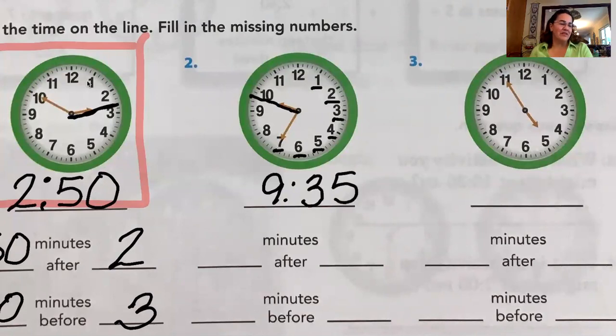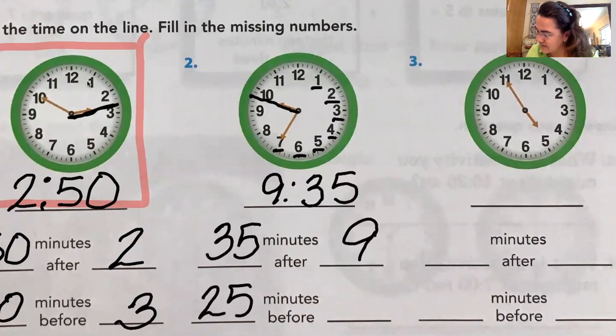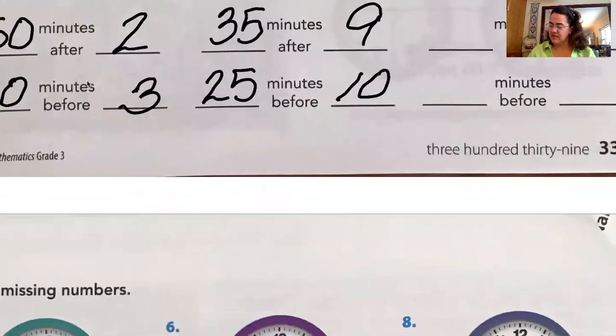How can we say that differently? Who can help me? Go ahead, please, Jax. 35 minutes after 9. And then how many minutes before what? Who can do that math? Joshua. You're right. It's 25 minutes before 10. Okay, I'm going to let you work on number 3 on your own. Turn your paper over and let's see what we can do here.